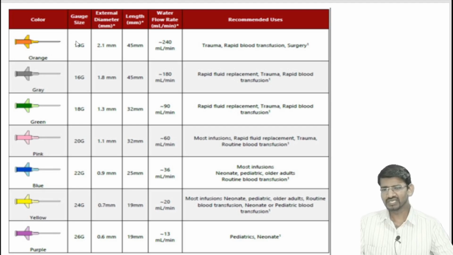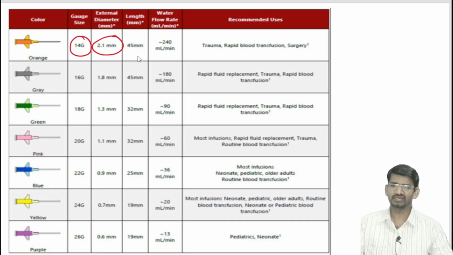So orange color is the 14 gauge cannula. You see the diameter, it is 2.1 mm. This will administer fluid at the rate of 240 ml per minute, which means nearly 250 ml of fluid can be administered within a single minute. So where rapid transfusion, rapid fluid administration, or fluid replacement is required, in such cases we commonly use the orange color or the 14 gauge cannula.